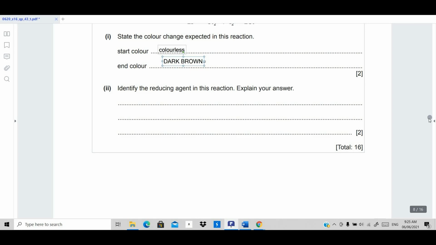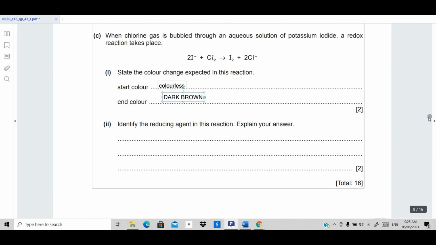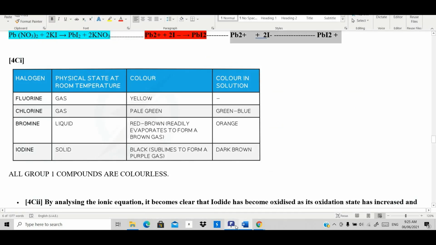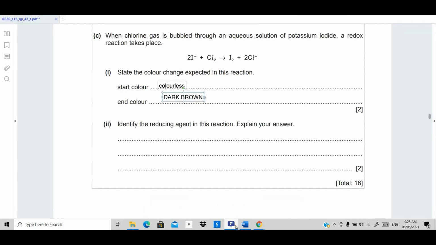Identify the reducing agent in this reaction. Explain your answer. Before answering any question about oxidation and reduction, you need to be familiar with the definitions. So firstly, clear the first step: be familiar with the definitions. You need to be thorough with all topics if you are studying for IGCSE. Just learn them until you are perfect.